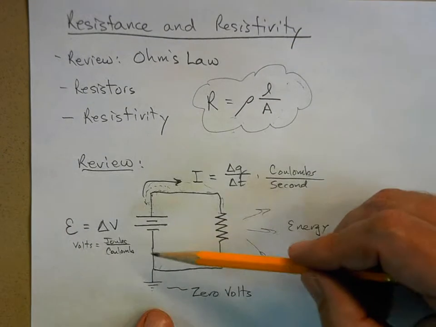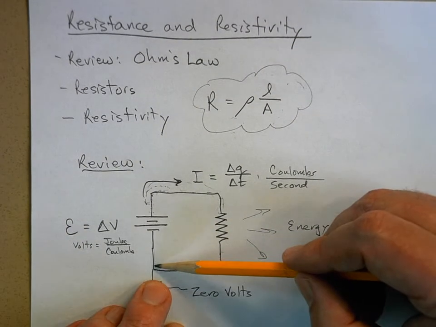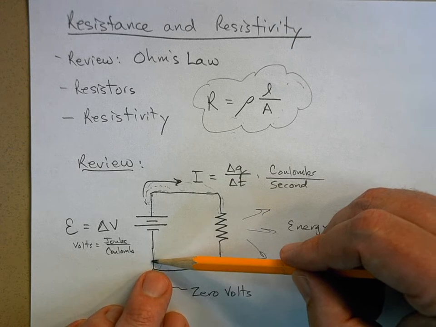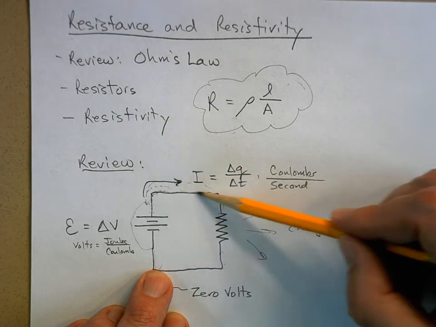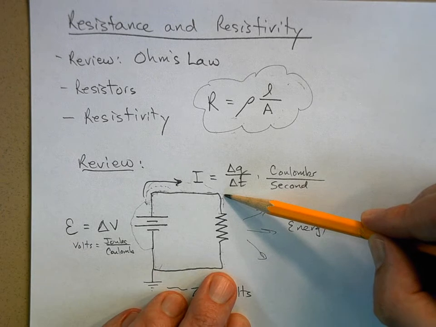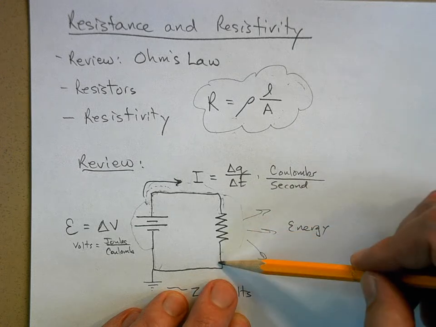So look, here's the thing. If this was a 12-volt battery, and I jump up 12 volts and then I come over here, guess what I have to do to get back down to 0? Pay attention to me, get off your phone. You have to jump down 12 volts.